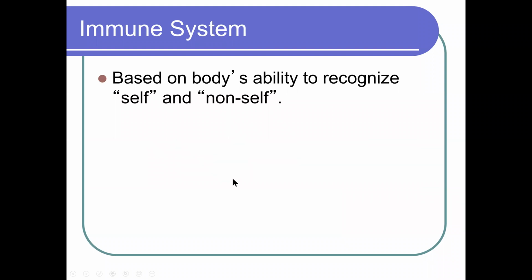The immune system is based on the body's ability to recognize self and non-self. So you have to understand that concept. We have billions of antigens in our body that are self. There are billions, trillions of antigens that are non-self. We need to be able to recognize self. If we can recognize self, we don't have to recognize all the trillions of non-self. All we have to do is recognize them as not self. If they're non-self, we need to get rid of them. They don't need to be around us.